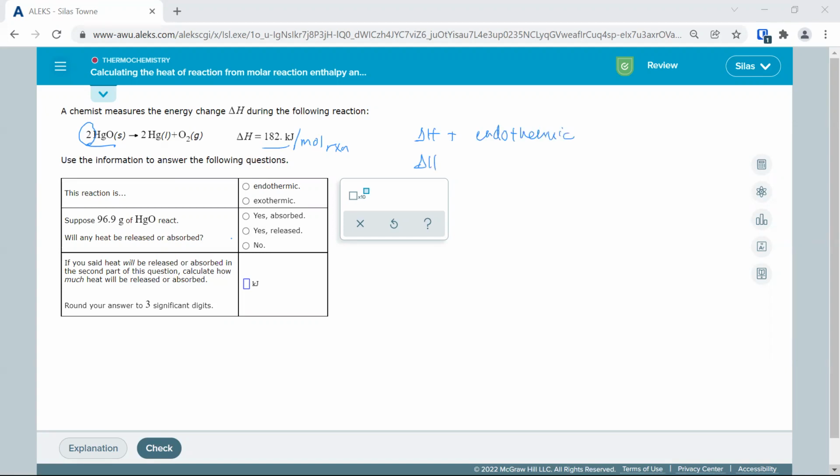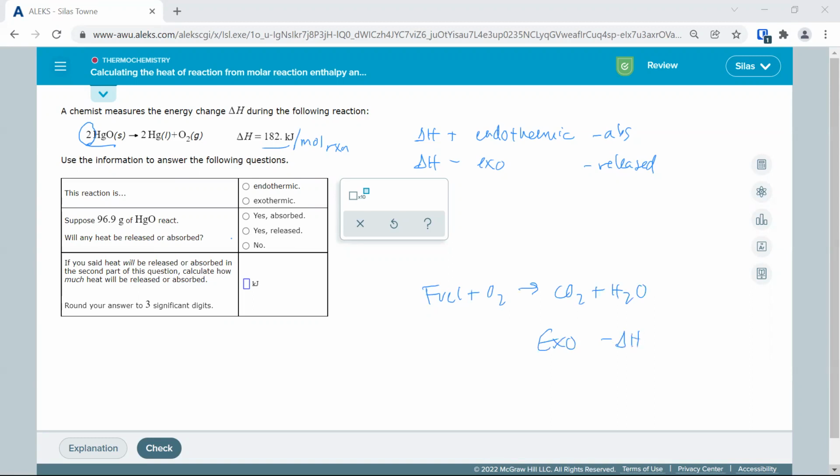If delta H is negative, it's exothermic. So absorbed, and this is released. So combustion, you might see a combustion reaction. Some sort of fuel plus O2 forms CO2 and water. Those are going to be exothermic with a negative delta H.